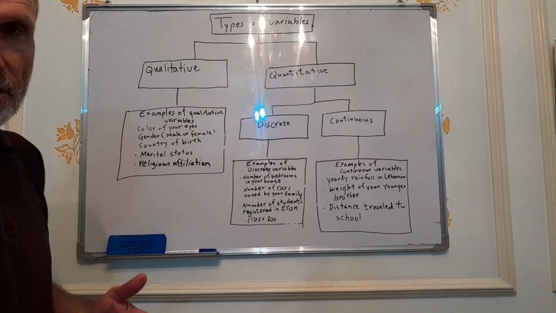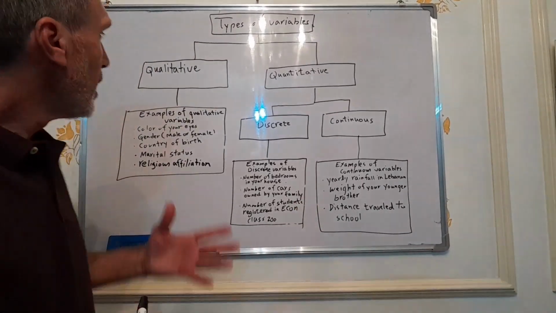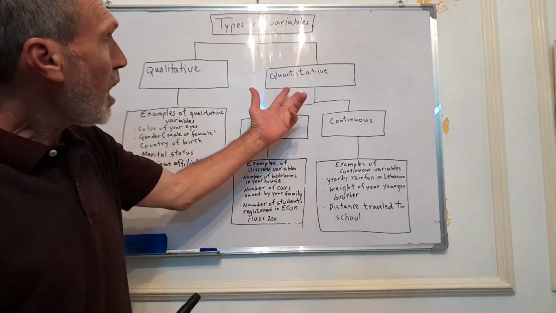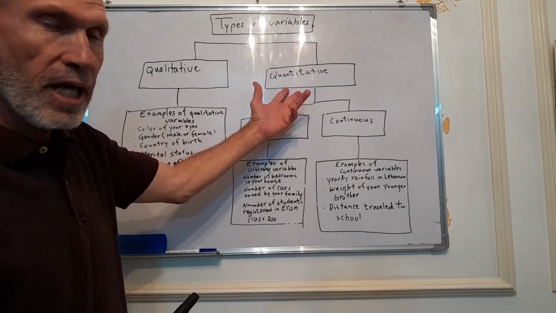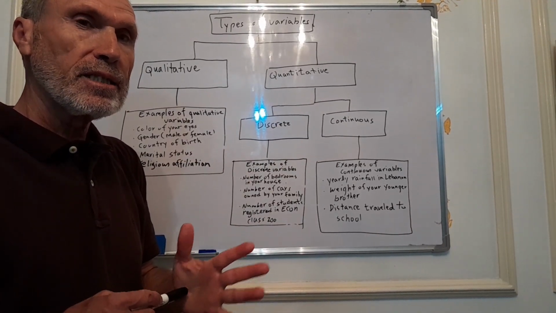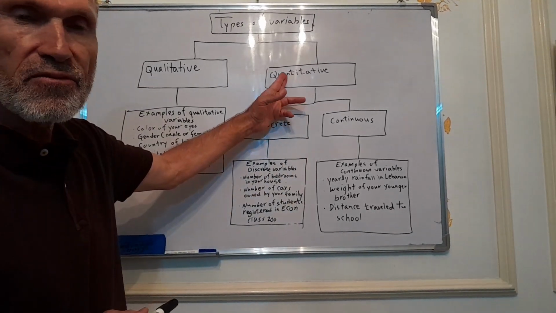Religious affiliation, whether you are Muslim, Christian, or whatever. Okay, so this is about the qualitative variable. Now, the other type of variables is quantitative variables. So when the characteristic being studied is reported numerically, then it is called a quantitative variable.